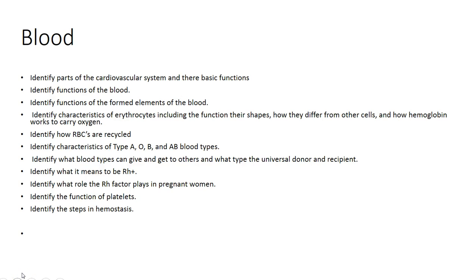The next system we're going to cover is going to be the cardiovascular system. So there are three parts of the cardiovascular system. There's the blood, there's the heart, and then there are the blood vessels. Here are the objectives for the blood.